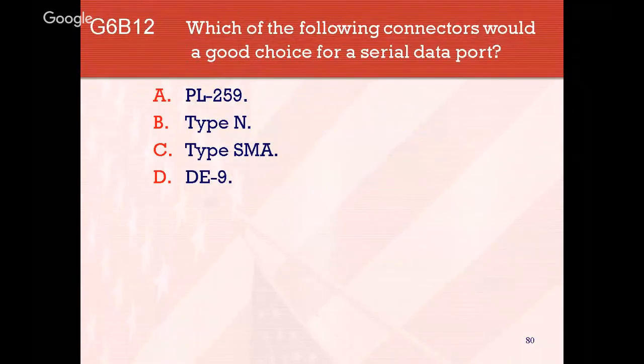Which of the following connectors would be a good choice for a serial data port? You have several to choose from there, but remember, it's that little DB9 or DE9 in this case. The DE9 connector is the choice for a serial port connection. PL259, type N and type SMA are all RF antenna type connections.